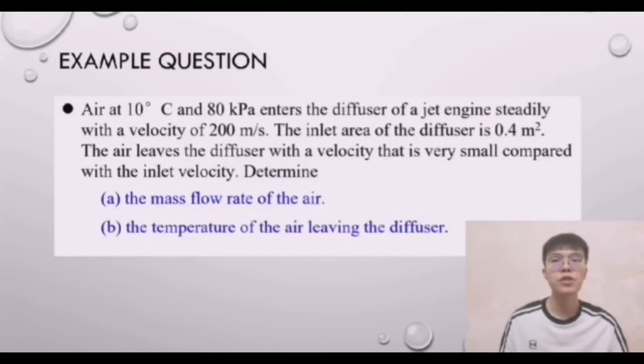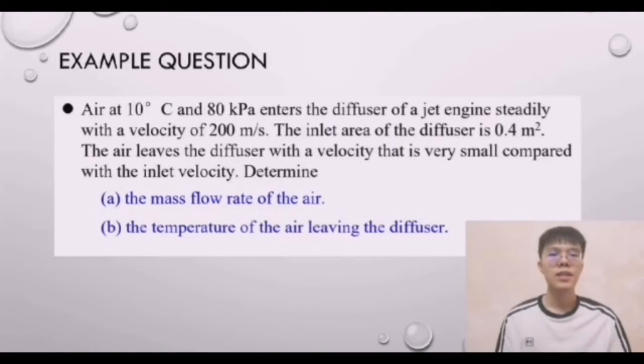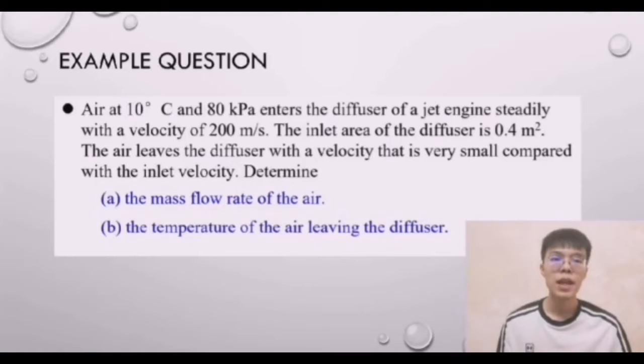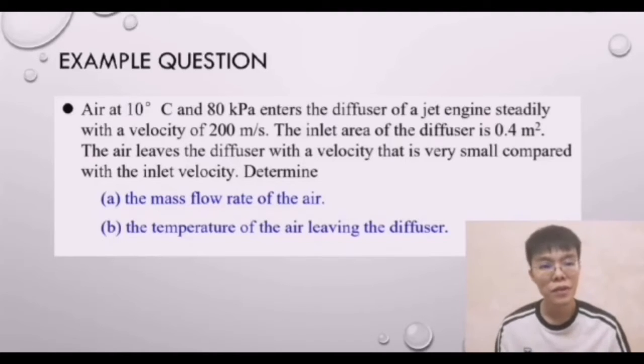Before we move on to the solution, we have to mark down the information and important keywords like 10 degrees Celsius as T1, P1 80 kilopascal, then V1 equal to 200 meters per second, A1 equal to 0.4 meters squared, and a very important keyword is the velocity of outlet is very small compared to the velocity of inlet. Therefore, we can assume that the outlet velocity is equal to 0. Now we're moving on to our solution part.